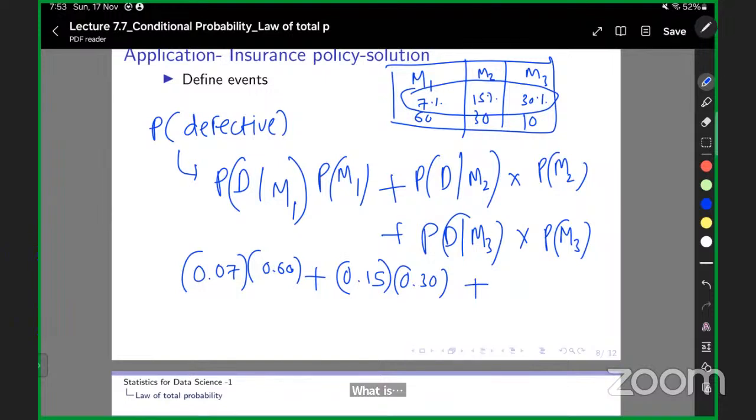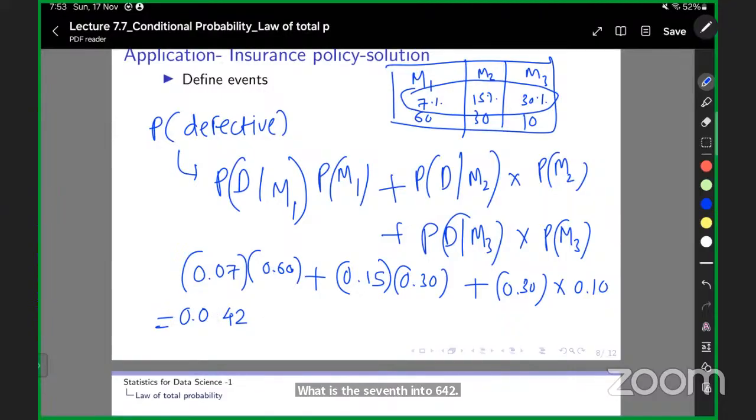what is D given M3? D given M3, 0.10. 0.30 into 0.10, right? So if you do this, what is this? 7 into 6, 42, and like this.